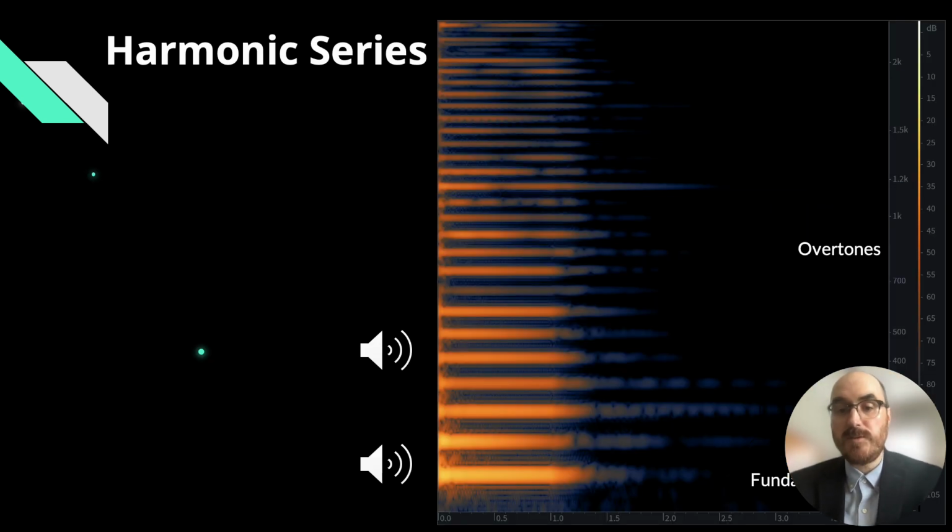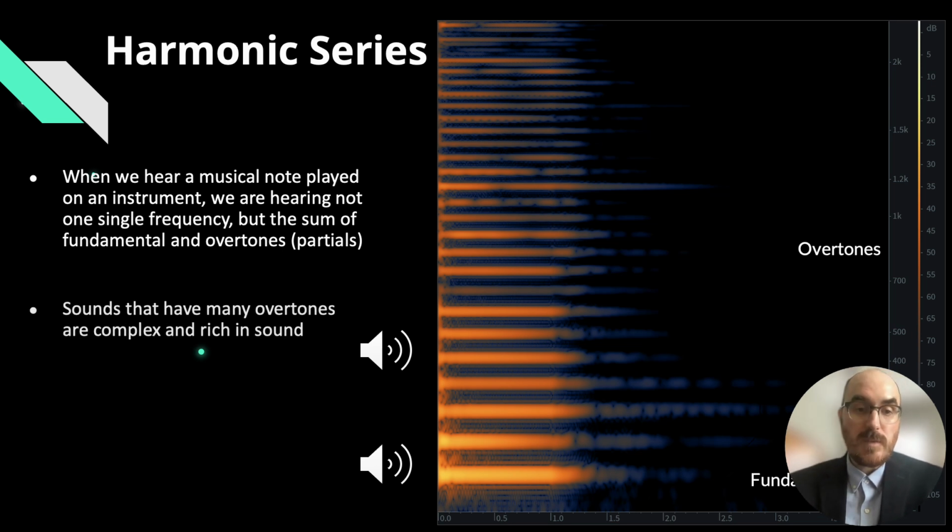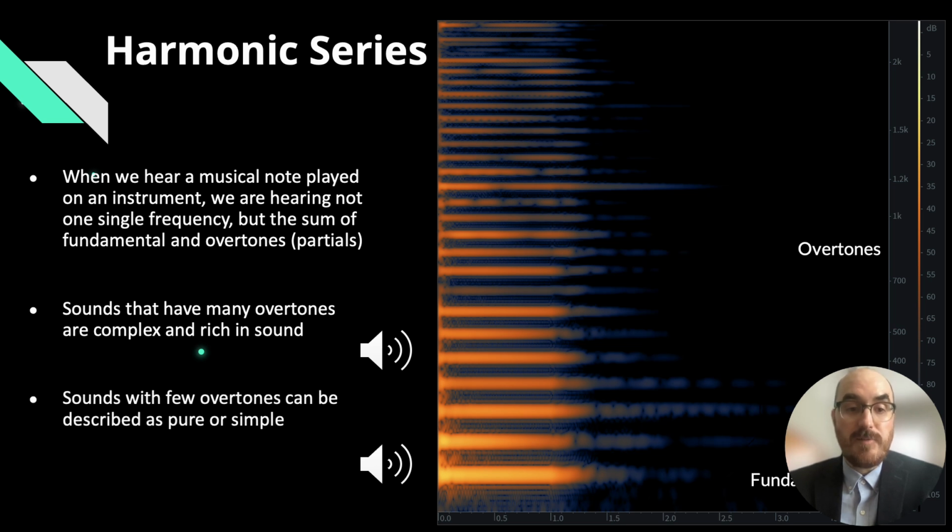So here's a zoomed in view. We have the harmonic series. When we hear a musical note played on an instrument, we hear not just a single frequency, but the sum of the fundamental and overtones, also known as partials. Sounds that have many overtones are complex and rich in sound. Sounds that have few overtones are described as pure or simple.